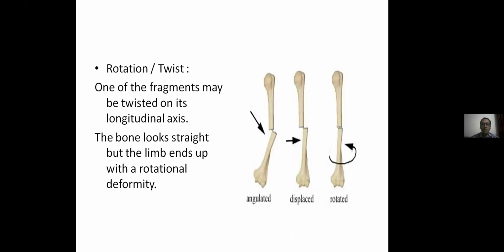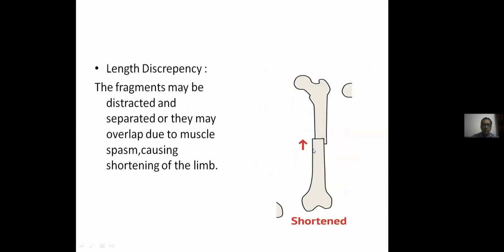Rotation or twist. If one of the fragments is twisted on its longitudinal axis, the bone looks straight, but the limb ends up with a rotational deformity. Then length discrepancy. The fragments may be distracted and separated, or they may be overlapped due to muscle spasm, causing shortening of the limb.